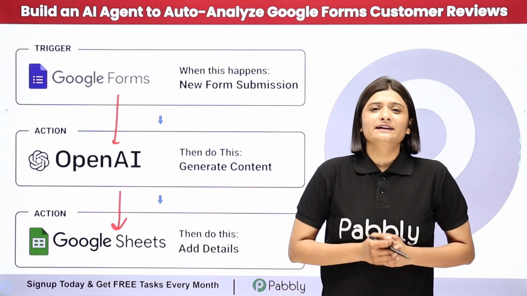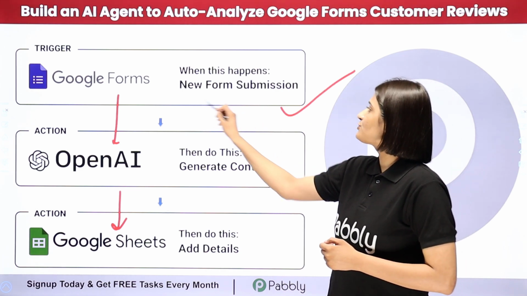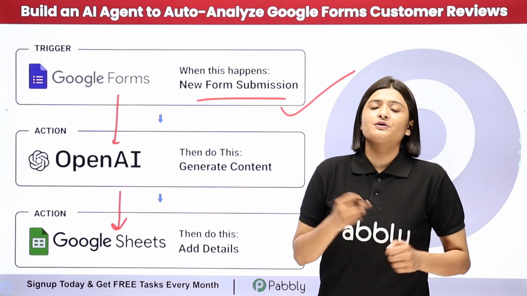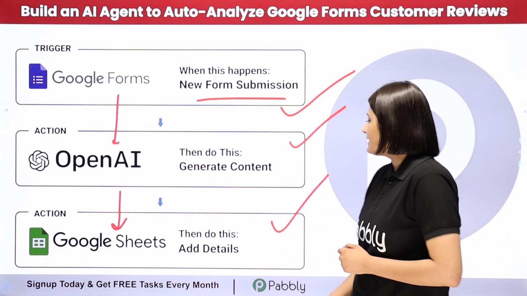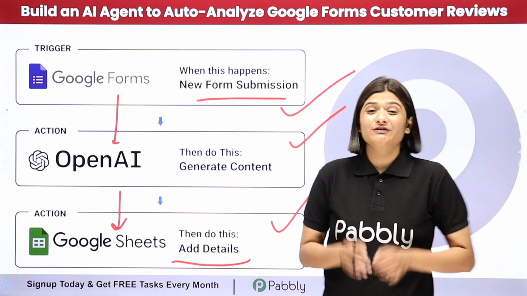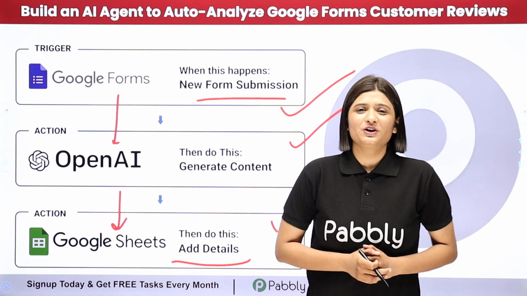With the help of Pabbly Connect, I am going to build this connection in such a way that whenever there is a new form submission in Google Forms, this will be automatically analyzed with the help of OpenAI, and the details will be automatically added to my Google Sheets spreadsheet for easy analysis. Now, if you want to learn the step-by-step process, then let me take you all to my screen.